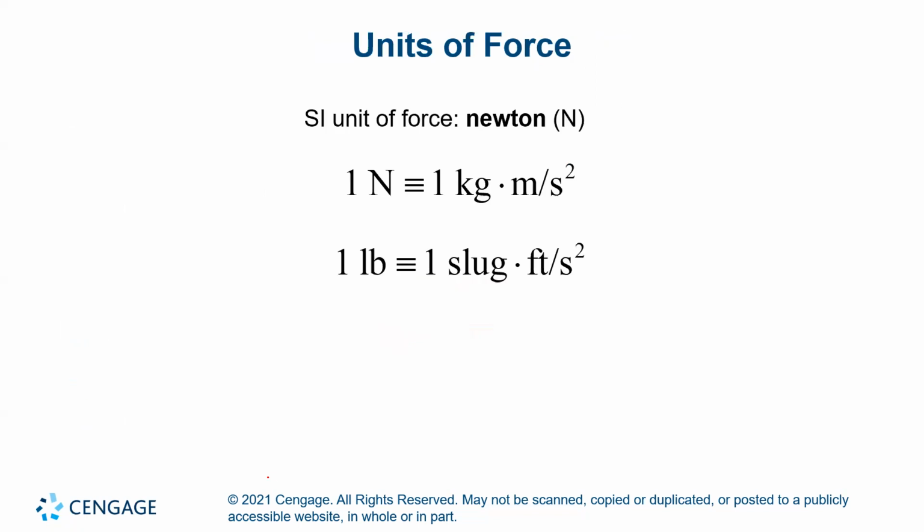These are the SI units of force, the Newton. A force of 1 Newton is a force that, when acting on an object of mass 1 kilogram, produces an acceleration of 1 meter per second squared. For the US customary system, the unit of force is the pound. A force of 1 pound is a force that, when acting on a 1 slug mass, produces an acceleration of 1 feet per second squared. Here's one convenient approximation: 1 Newton is roughly a fourth of a pound.